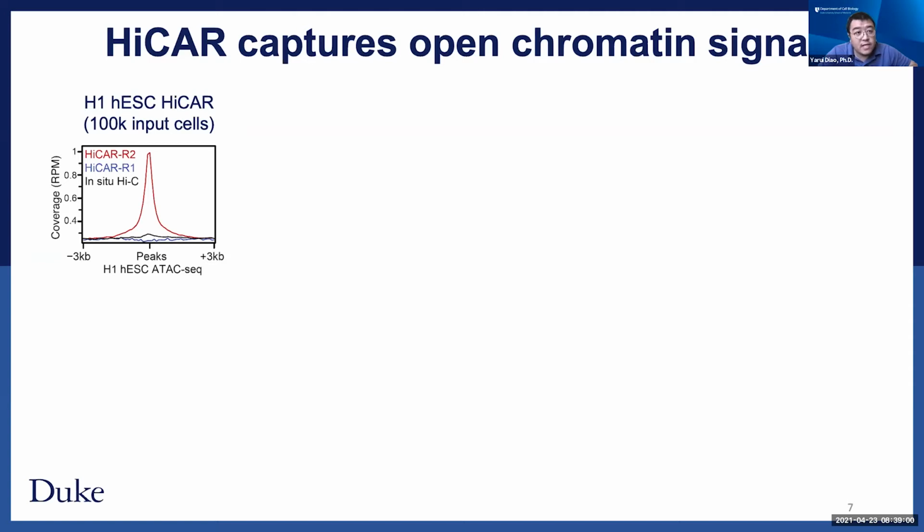So first we examined the R1 and R2 enrichment on the open chromatin region. So we analyzed the signal enrichment, the signal coverage of R1 and R2 reads. As shown here, you can see indeed R2 signal is highly enriched on the ATAC peak, but not R1 reads. And here we also plot H1 in situ Hi-C data as a negative control. As you can see, indeed the chimeric reads that are captured by HiCAR are open chromatin-associated interactions.